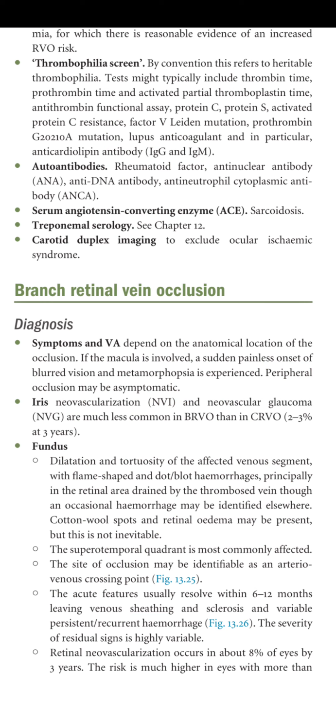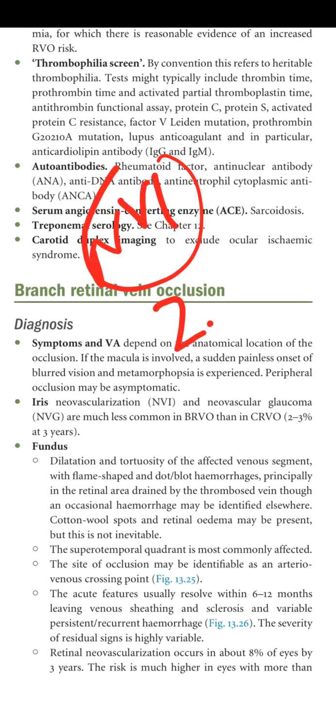Iris neovascularization is one of the complications of BRVO, along with neovascular glaucoma and NVI formation. NVI and neovascular glaucoma are much less common in BRVO than in CRVO, about 2 to 3% at 3 years. So it occurs in almost 2 to 3% after 3 years.